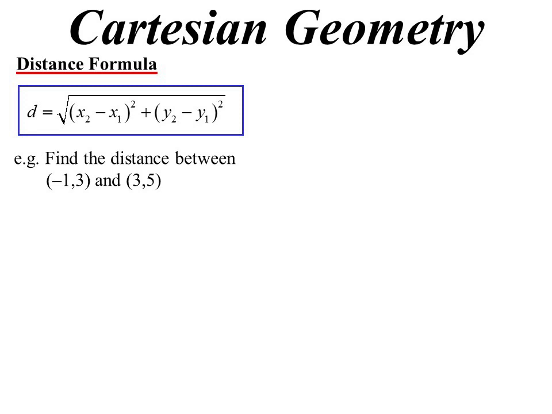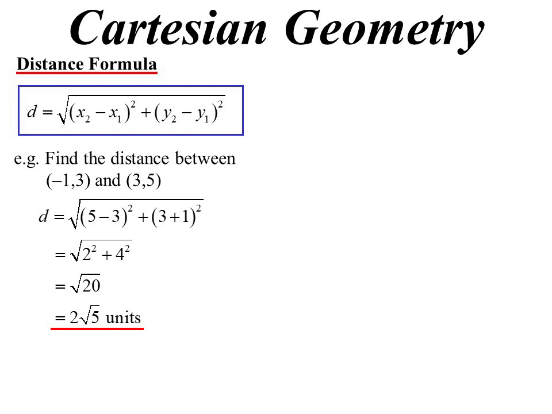It's probably not a bad idea, but for this it doesn't actually matter because you're going to square it anyway. If you sub in the other way around, it just becomes a negative number and you square it, it's positive. So you could do it the other way around and that's fine. As long as you match an x with an x and a y with a y, you'll be okay. 5 minus 3, 3 minus minus 1, we get our answer, and simplifying it down we get 2 root 5.